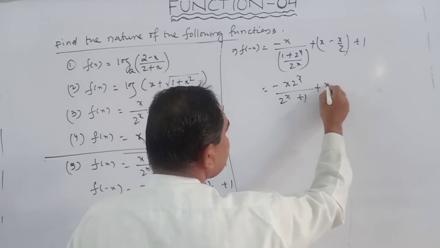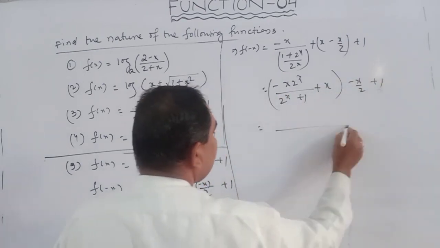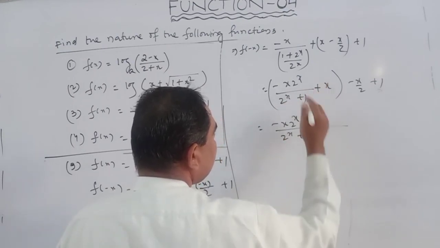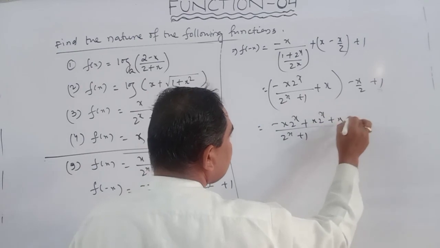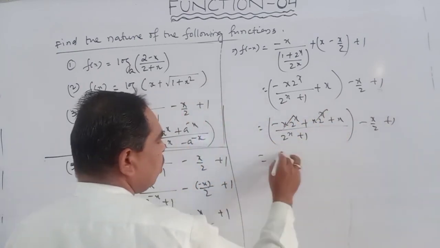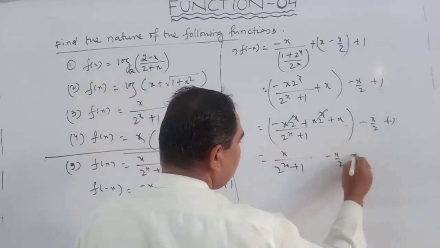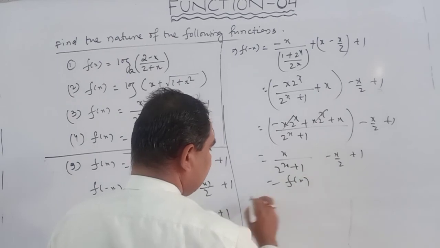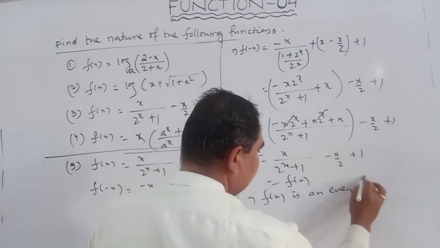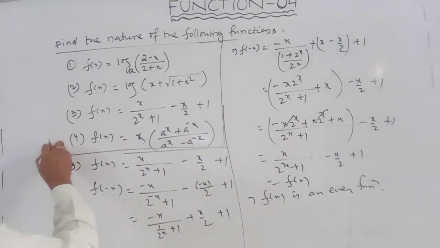plus 1. Find LCM: 2 to x plus 1, minus x into 2 to x plus x into 2 to x plus x, minus x by 2 plus 1, ये cancel, so x divided by 2 to x plus 1 minus x by 2 plus 1 is equal to plus f x. This implies f of x is an even function, okay. And the last one is homework for you.